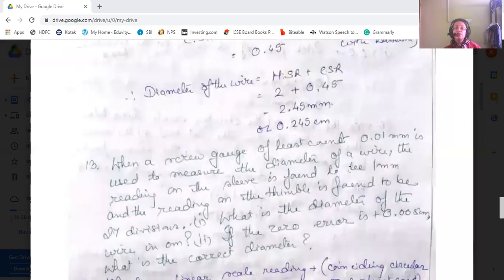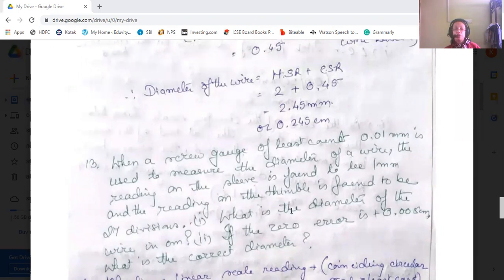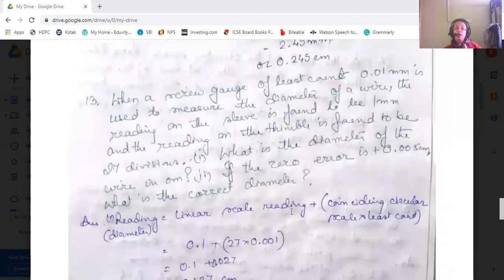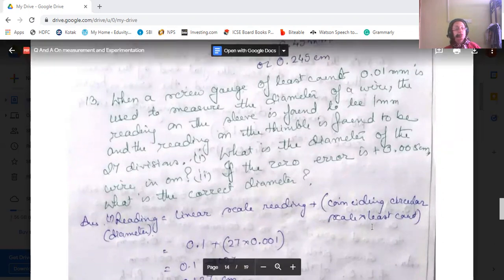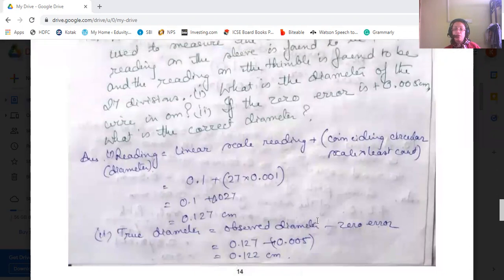Okay, next is, when a screw gauge of least count 0.01 millimeter is used to measure the diameter of a wire, the reading of the sleeve is found to be 1 millimeter and the reading of the thimble is found to be 27 divisions. Now, what is the diameter of the wire? And if the zero error is plus 0.005 centimeters, what is the correct diameter? Okay. So first we take the observed reading, that is the linear scale reading plus the coinciding circular scale reading, circular scale reading into least count.